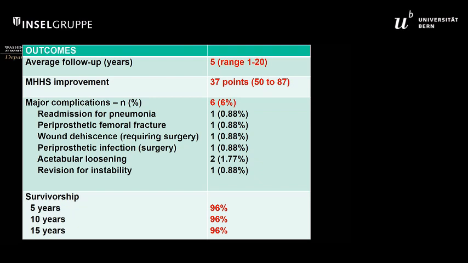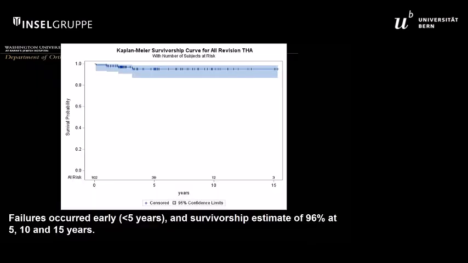Our Kaplan-Meier survivorship curves indicated a 96% survivorship at 5, 10, and 15 years. This is the Kaplan-Meier survivorship curve, indicating some early failures in that first 5 years, and then after 5 years, we have a steady survivorship with no changes over time.